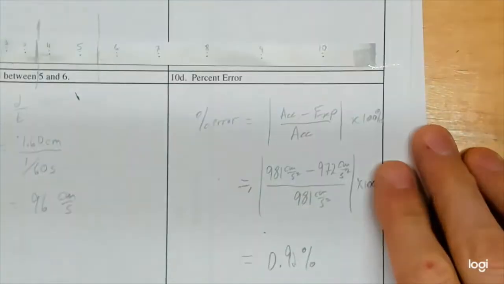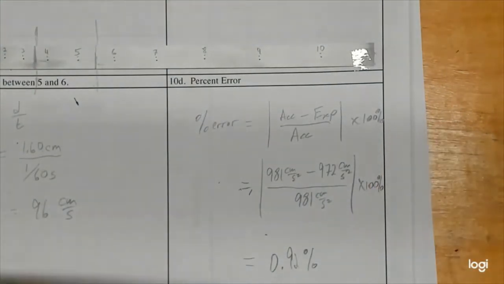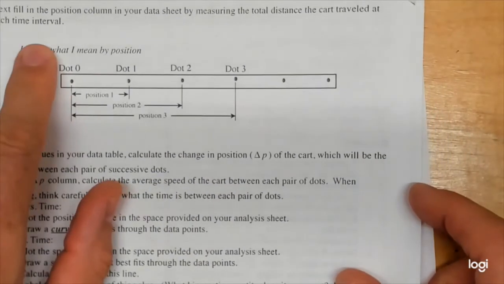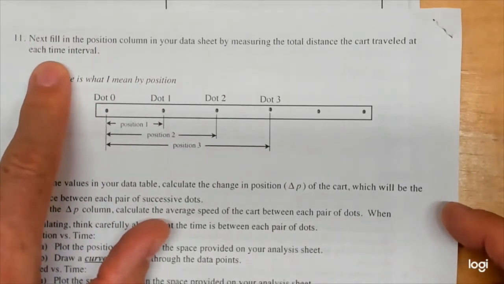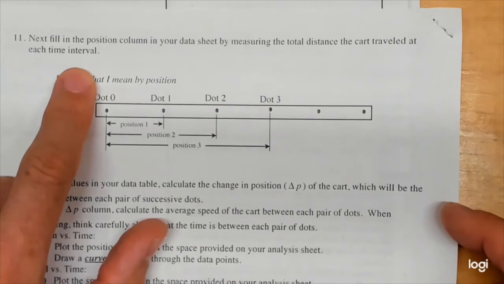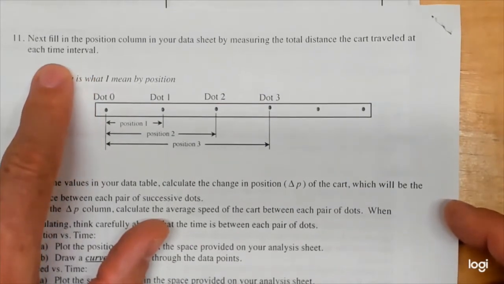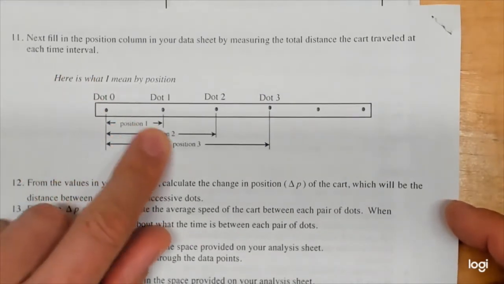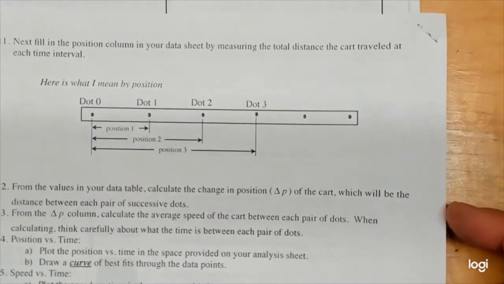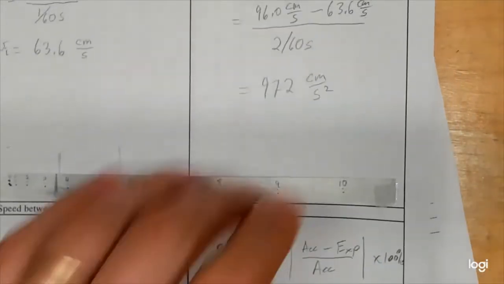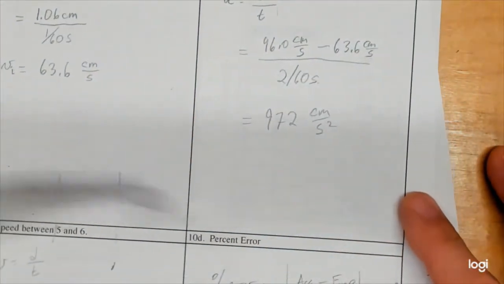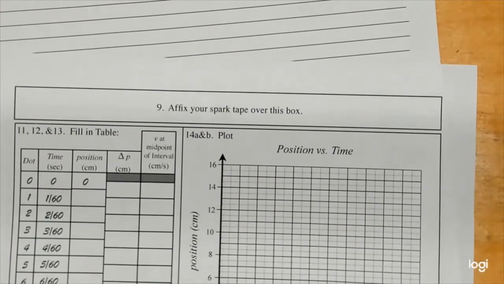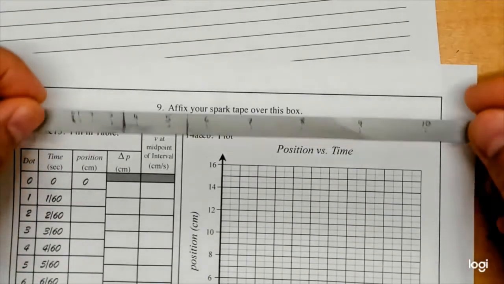Okay, so next thing, we move on, and step 11, next, fill in the position column in your data sheet by measuring the total distance the car traveled at each time interval. Okay, so you do this, you fill in the data table, but first I'm going to move my spark tape. Now you never taped it down, so you would just go here to the next page, and notice it says affix your spark tape to this box.